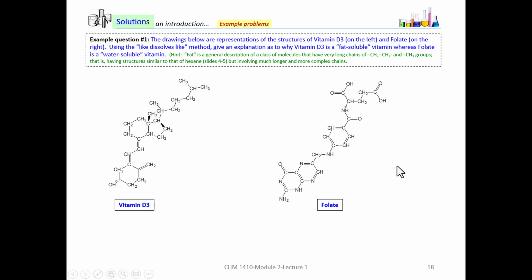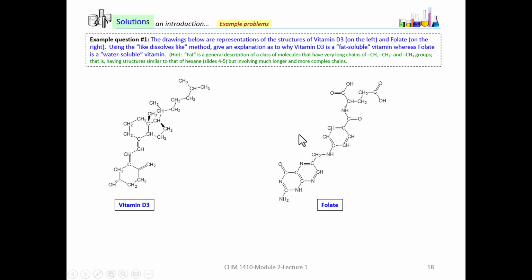Let's look at a few example problems that hopefully will illustrate some of the principles we covered in all three parts of this lecture. Here's the first question. The drawings below are representations of the structures of vitamin D3, on the left here, and folate, on the right. Now, using the like dissolves like method, give an explanation as to why vitamin D3 is fat soluble, whereas folate is a water soluble vitamin.